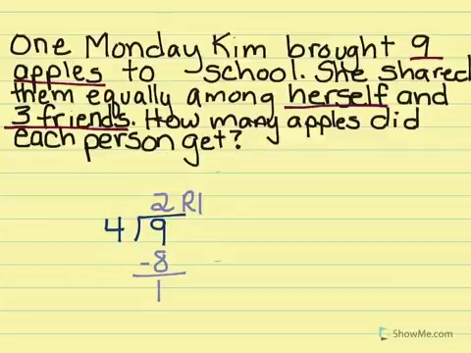So we have to take 9 and divide it by 4. We get 2 remainder 1. But does that make sense? Each person gets 2 remainder 1 apples. What does remainder 1 apple even look like? Well, we know that if she divides it up, each person will get 2 whole apples. But we have this remainder of 1.